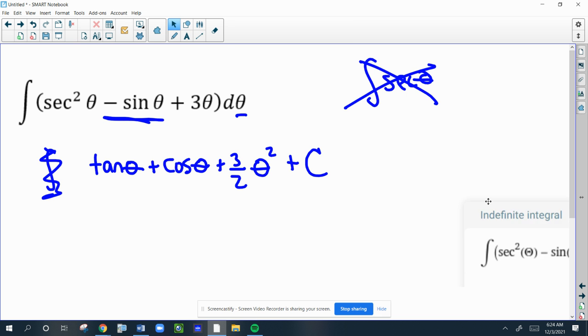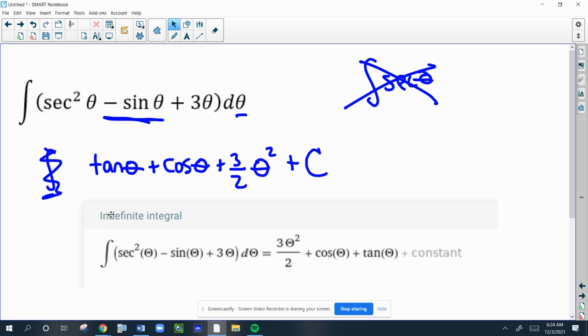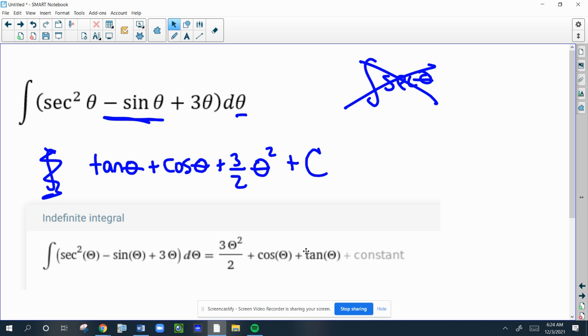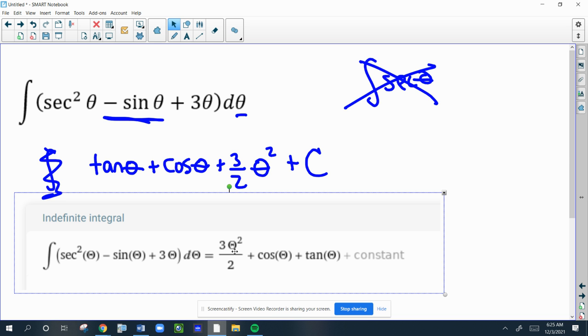And I also checked this on Wolfram Alpha. And again, they reversed the terms. They put the algebraic term first, as you usually would, but we have that plus cosine theta plus tangent theta plus constant, and that looks good. So that's it.